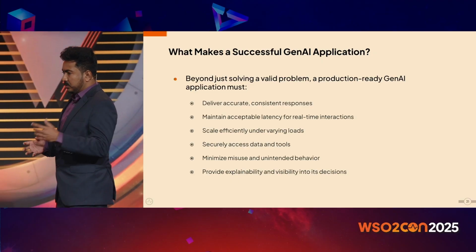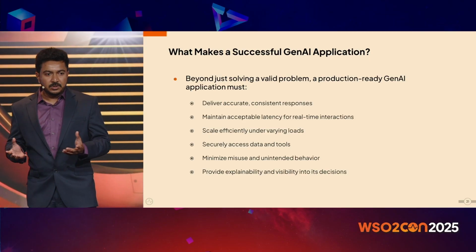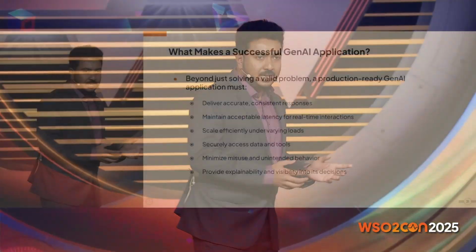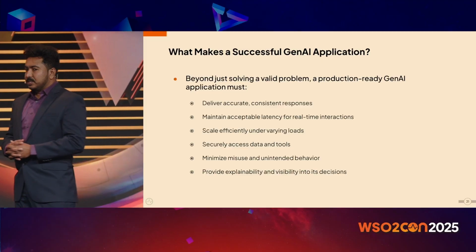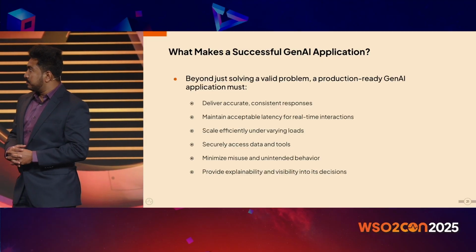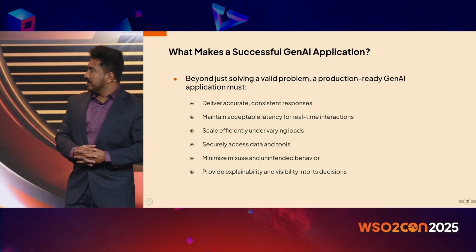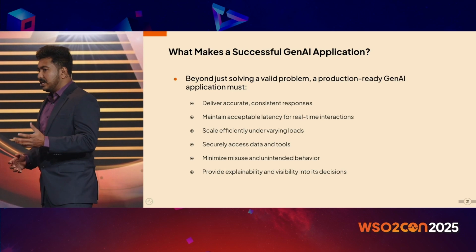The one thing you notice is they have to be accurate, right? If they are giving wrong answers, they are not actually useful. The second thing, as you notice when we are trying out the demo, is that we need acceptable latency. We can't wait forever until they give us the answer, right? That means these are not yet successful applications. And the other thing is they have to scale under varying load, so there can be spikes happening.